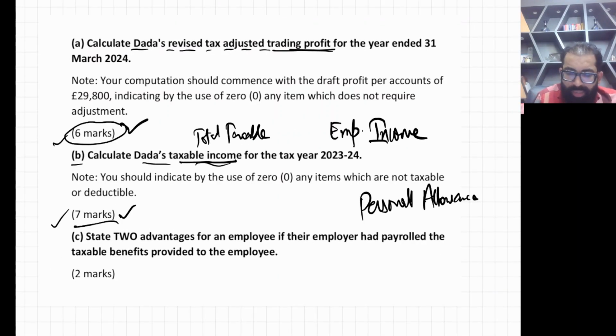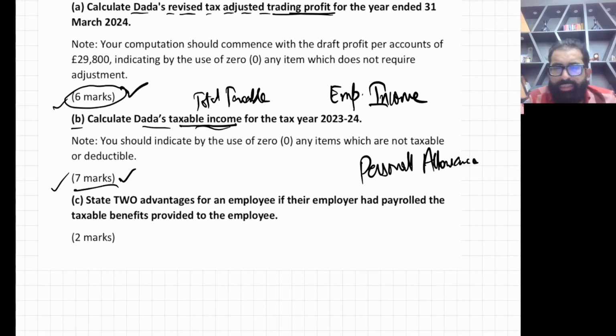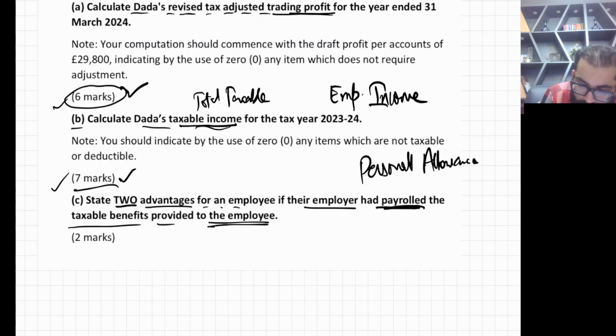Okay. Now the last thing, let's discuss it now so that we don't need to come here. We'll directly shift to Excel. State two advantages for an employee if their employer had payrolled the taxable benefits provided to the employee. Now, hope you remember that the employer provides non-cash taxable benefits to the employee, and you need to fill forms for that. So there are two options.